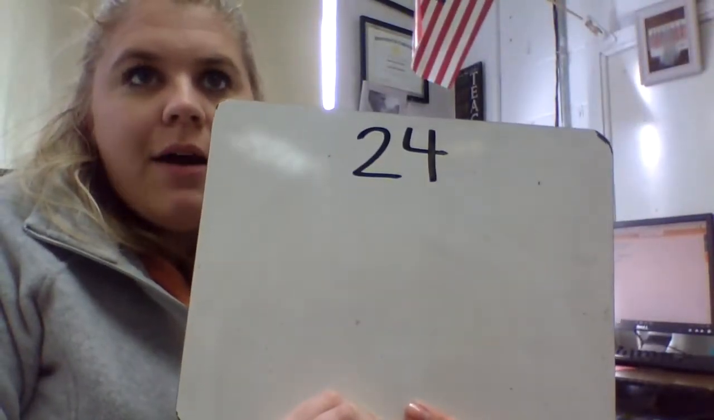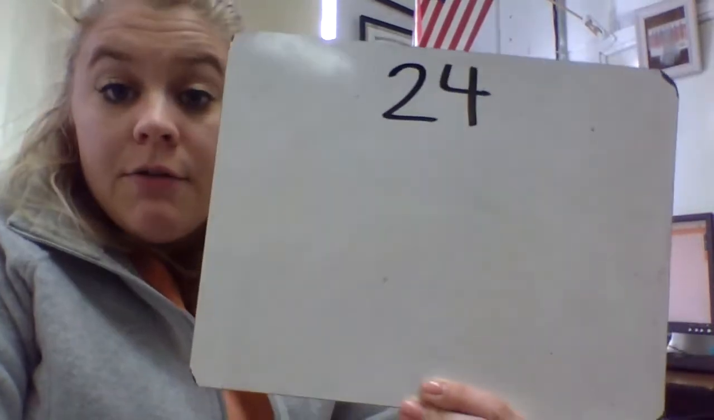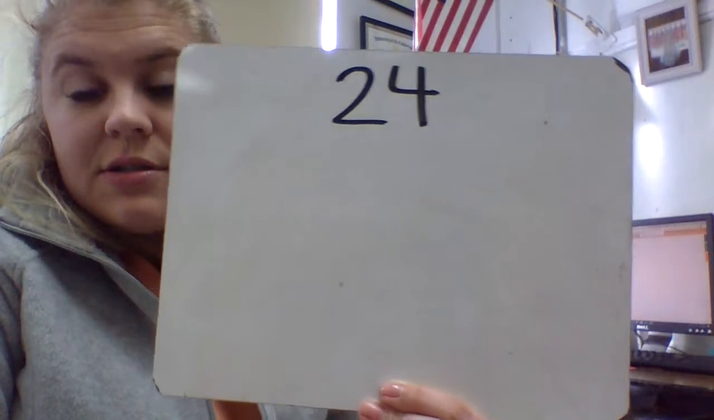The number you're doing is 24. You are going to have 4 factor pairs. So you're going to have a rainbow that has 4 humps on it. 4 factor pairs, a total of 8 factors.